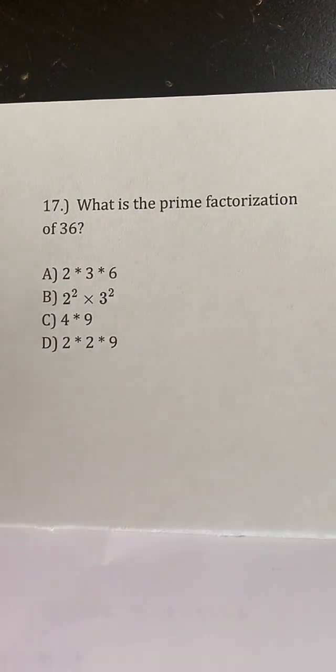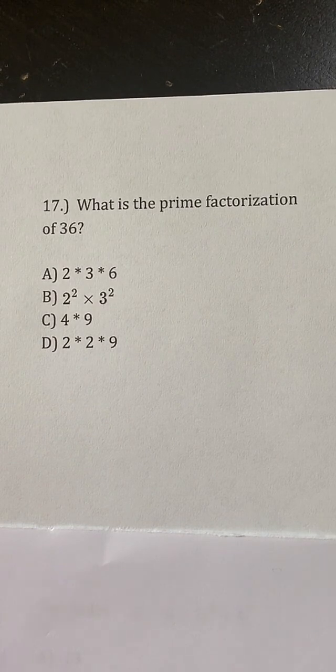So, number 17. I think we'll be able to get this page done. What is the prime factorization of 36? Is it A, 2 times 3 times 6? Is it B, 2 squared times 3 squared? C, 4 times 9? Or D, 2 times 2 times 9? They always have at least one question like this, definitely on the ASVAB. And I think they might have one, probably not too many, on the GED or the high school equivalents.